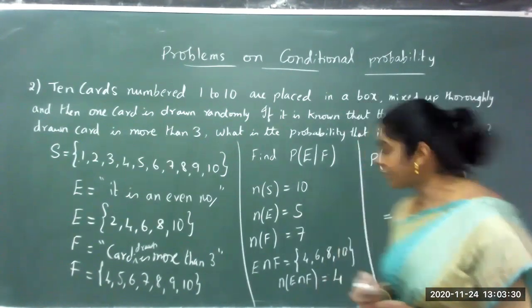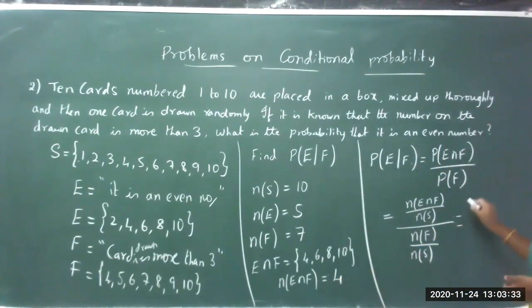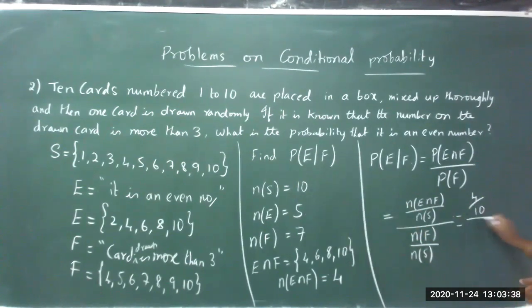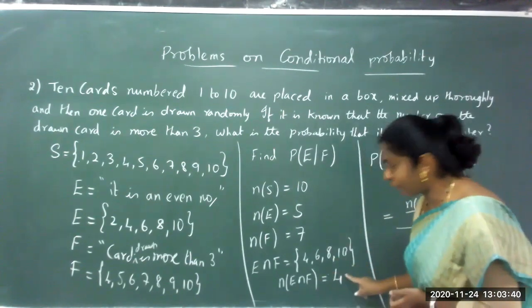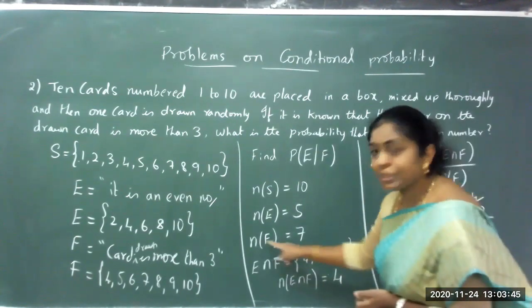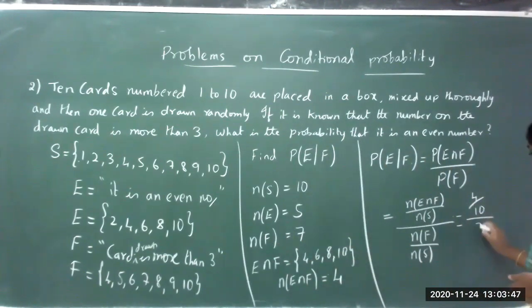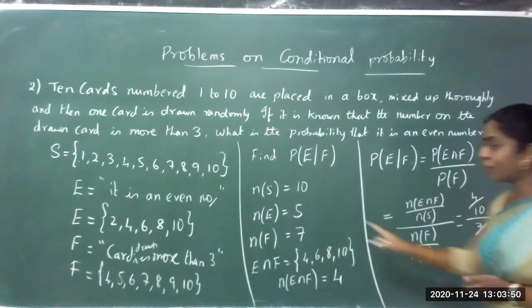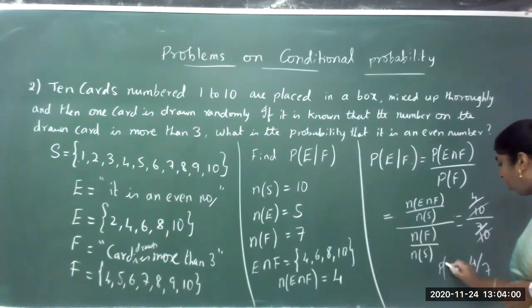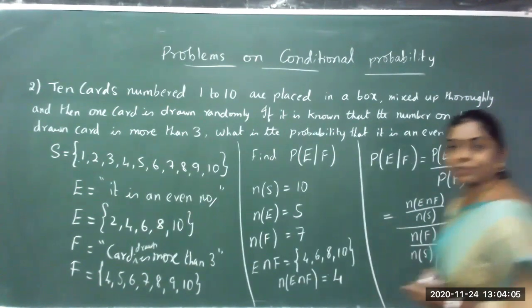Substitute the values. What is the number of elements in E intersection F? 4, divided by the number of elements in the sample space, 10. Then the number of elements in F: what is it? It is 7, divided by the number of elements in the sample space, 10. 10 is common, so I can cancel that. What will be left? 4 by 7. So the probability of event E when event F has occurred is 4 by 7.